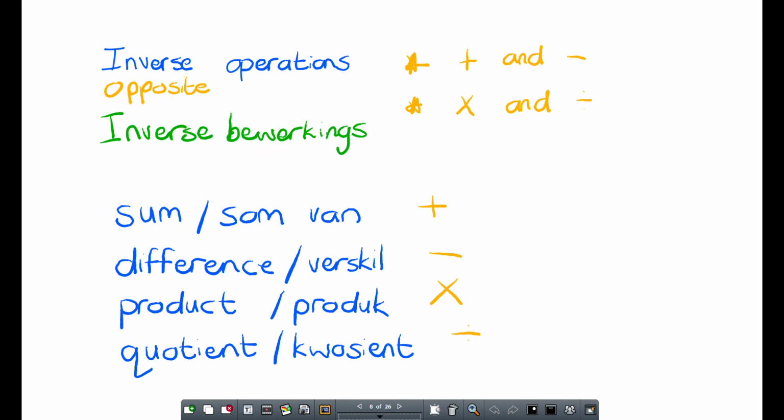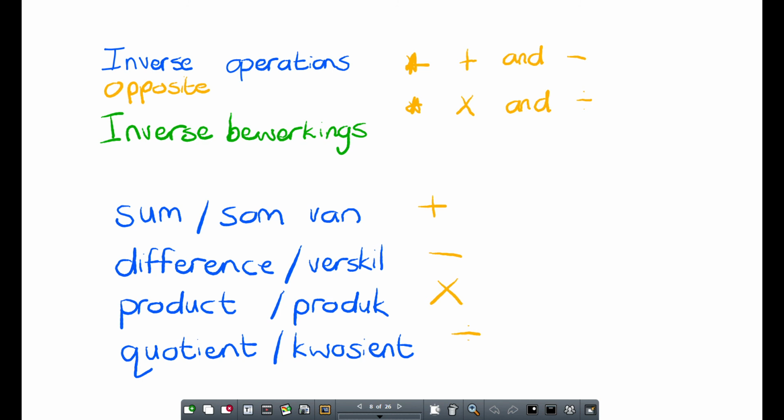Okay. So let's just quickly talk about inverse operations. What does the word inverse mean? It means opposite. So what would the inverse operation of a plus, or addition, be? It would be subtraction, minus. The inverse operation of multiplication would be division. Can you guys see the dot with the division? As long as you know, multiplication and division.